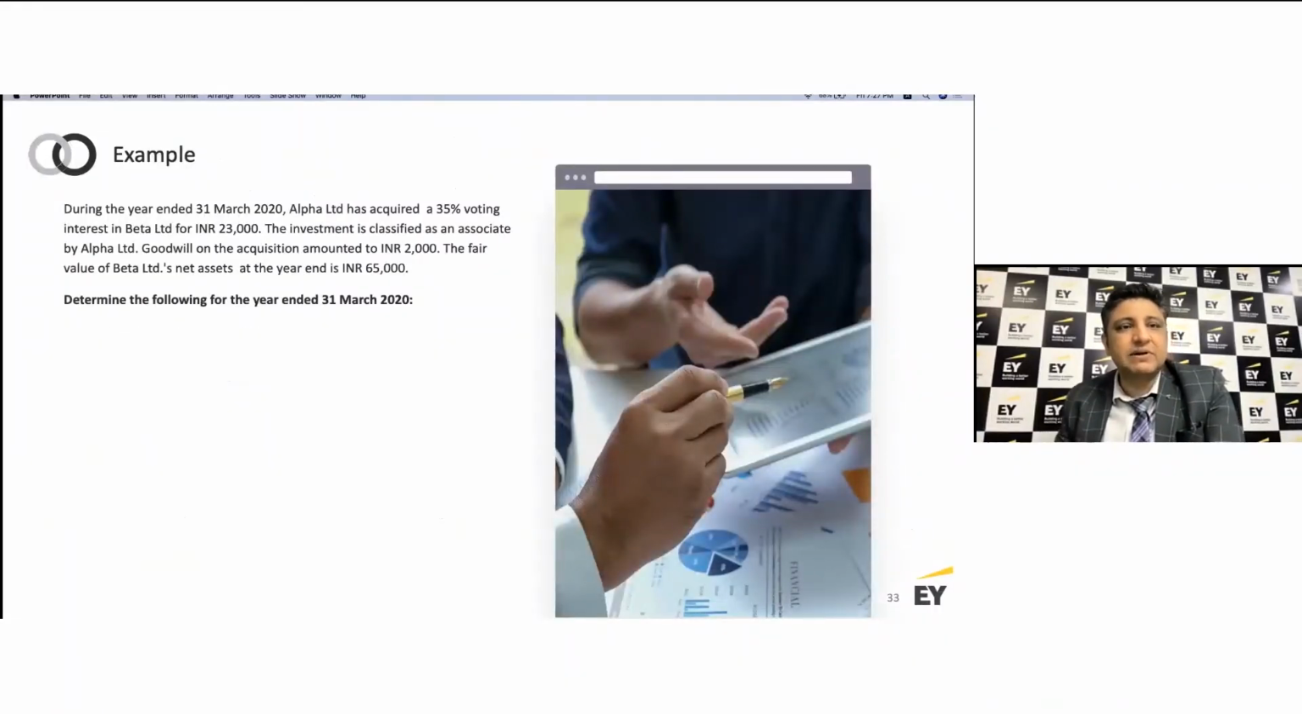Okay, so let's have a look at this example. It says that during the year ended 31st of March 2020, Alpha Limited acquired a 35% voting interest in Beta for 23,000. This is classified as an associate. Okay, so that's already provided. The goodwill on acquisition amounted to 2,000 rupees. The fair value of Beta's net assets is 65,000.